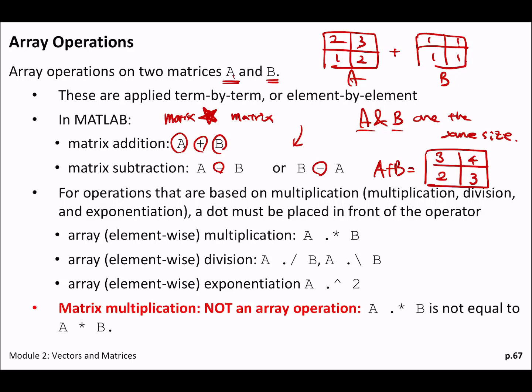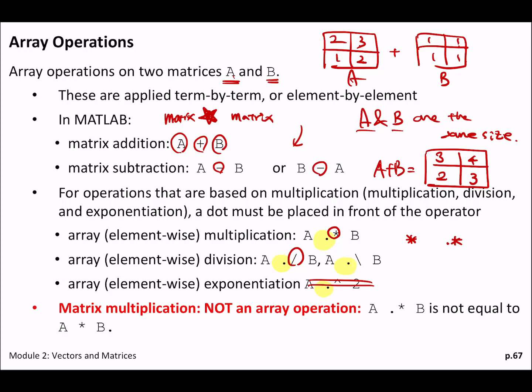Minus is also the same. If you want to do this element-wise operation for multiplication or division, you need to put a dot in front of your multiplication, divide, or exponentiation operator. At this point this is not important, but put the dot in front of the multiplication and the division. Multiplication and dot multiplication are never the same. They are totally different operators.